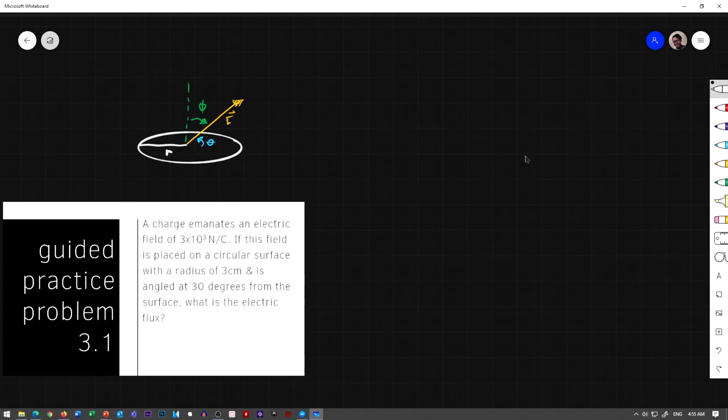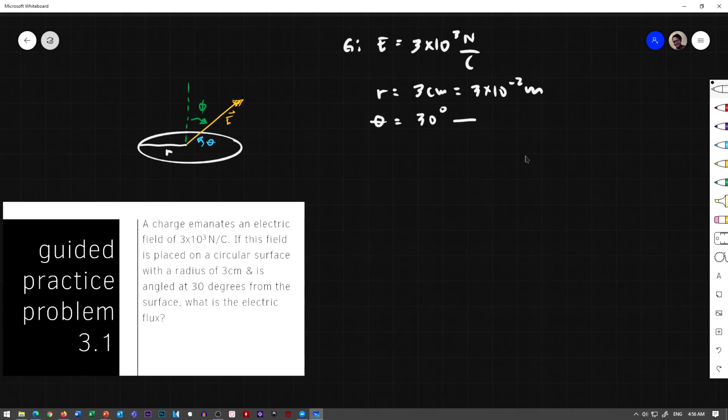Okay, so let's try to solve for the electric flux. So the givens are, first, we have an electric field that has a strength of 3 times 10 raised to 3 newtons per coulomb. Then we have the radius of the circle, which is 3 centimeters, which is equal to 3 times 10 raised to negative 2 meters. Next we have theta, which is of course 30 degrees, but what we need is phi. So instead of that, we're going to have phi, which is equal to 90 minus theta, right?